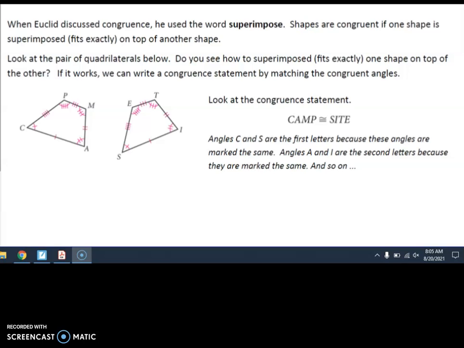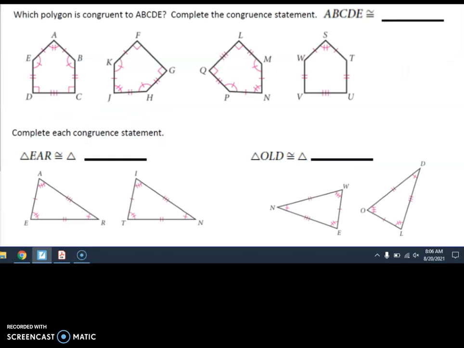For example, angle P would match up with angle E because they both have 4 tick marks, and C and S match up because they both have single tick marks. When you superimpose one shape, everything should match up. The angles should match up based on the markings you're given. We're going to have some problems for you where you decide whether things are congruent, and if so, what the order of the letters is, and the letters do matter.